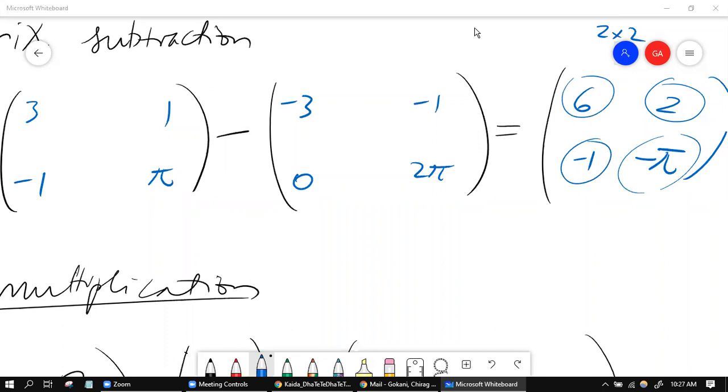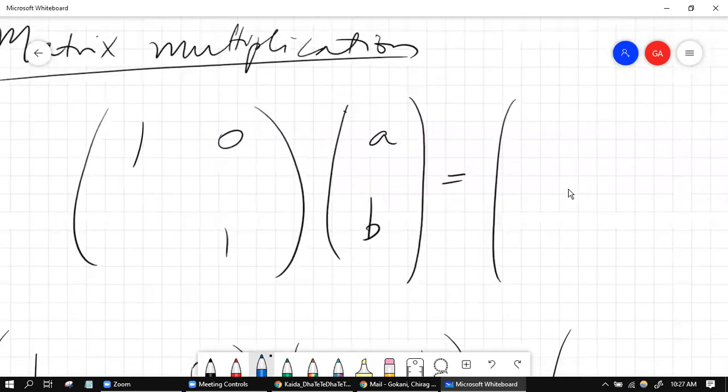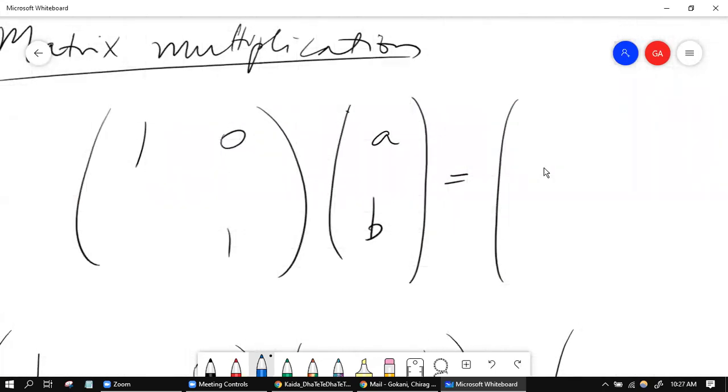Okay. How do we multiply? So now, okay, so Alexis, that was way before. Okay, sorry, I just didn't see it. Okay, so how do we multiply matrices?